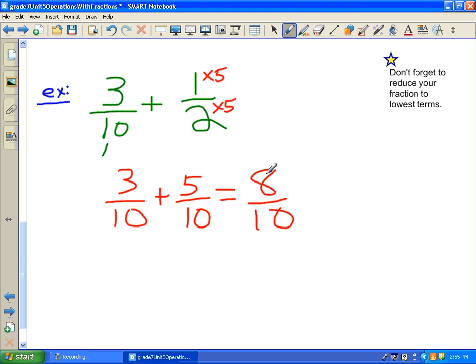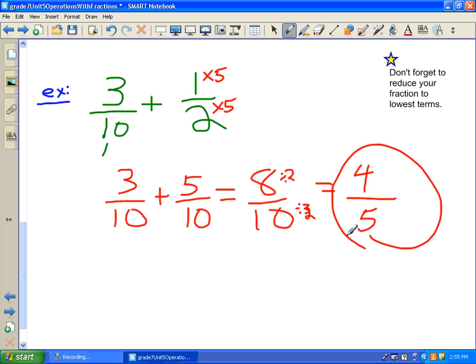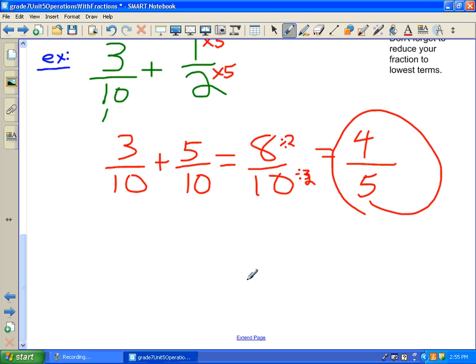And of course, they're both even numbers, so we can divide this by 2 and divide this by 2 to simplify and reduce it to its lowest fraction. 8 divided by 2 is 4. 10 divided by 2 will give you 5. So our answer to that question is 4/5.